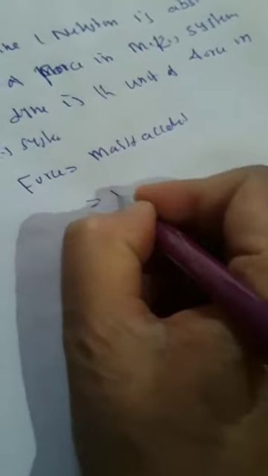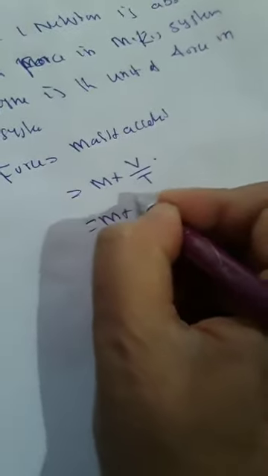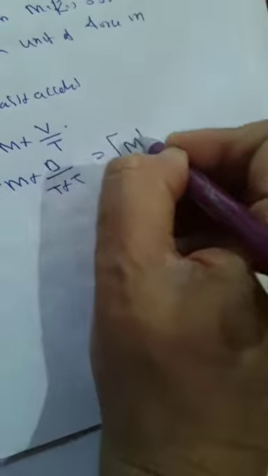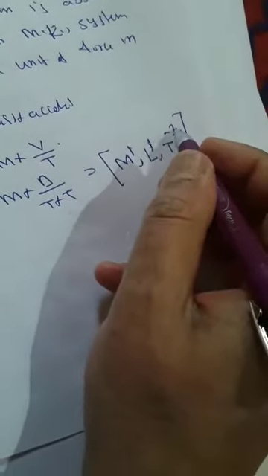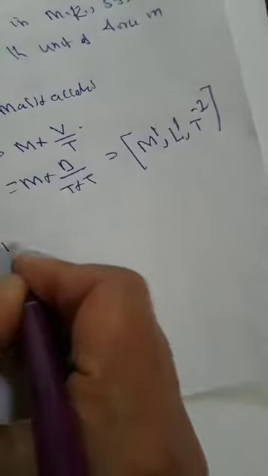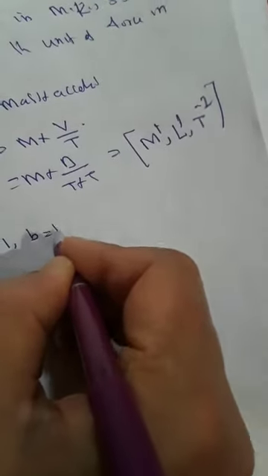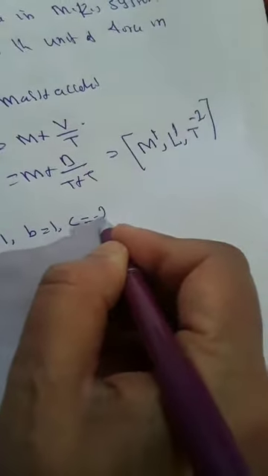Mass m, acceleration is velocity divided by time. Velocity itself is distance by time, t into t. Ultimately we get the dimensional formula of this, which is equal to M to the power 1, L to the power 1, T to the power minus 2. These are the values of A, B and C. That means A is equal to 1, B is equal to 1, C is equal to minus 2.